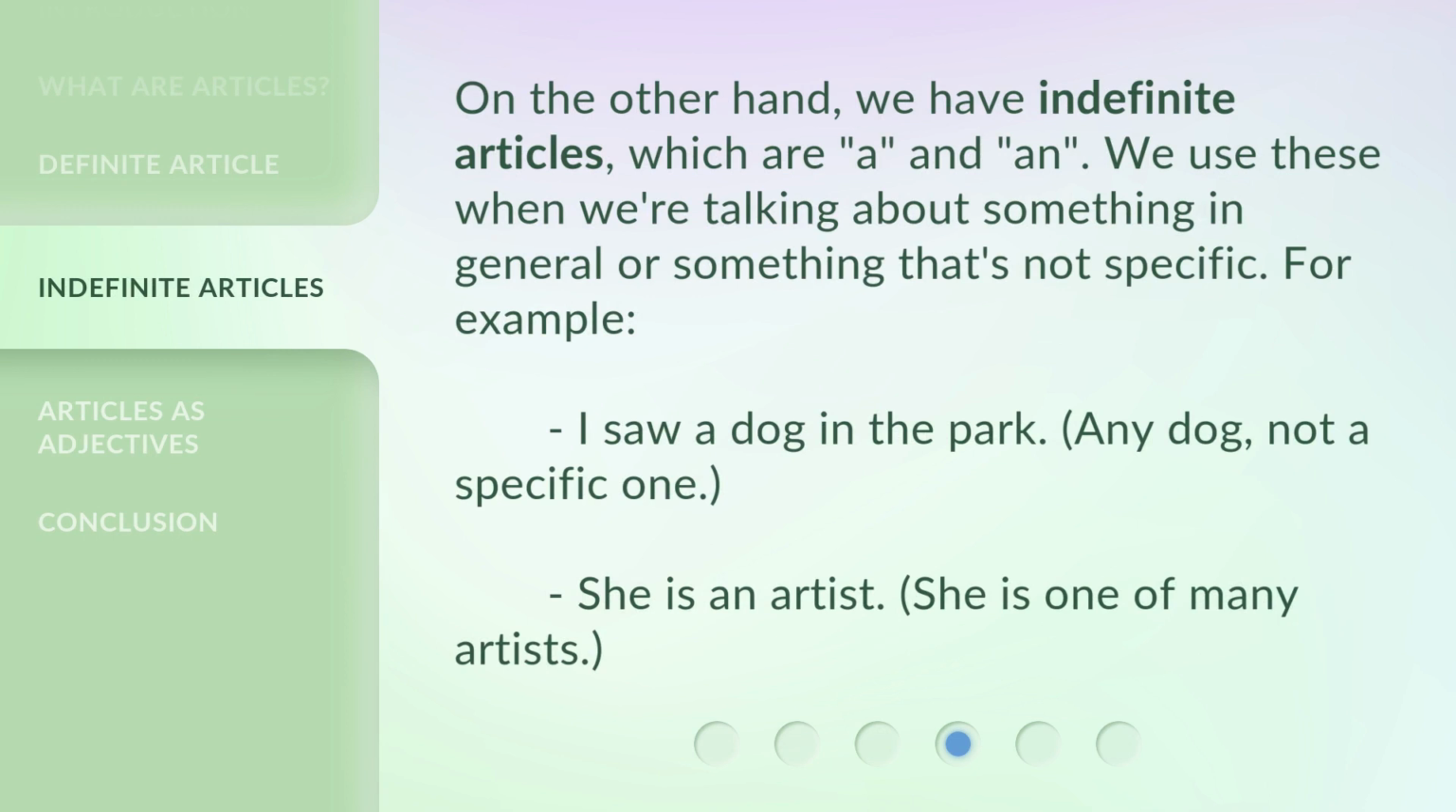On the other hand, we have indefinite articles, which are a and an. We use these when we're talking about something in general or something that's not specific. For example, I saw a dog in the park. Any dog, not a specific one. She is an artist. She is one of many artists.